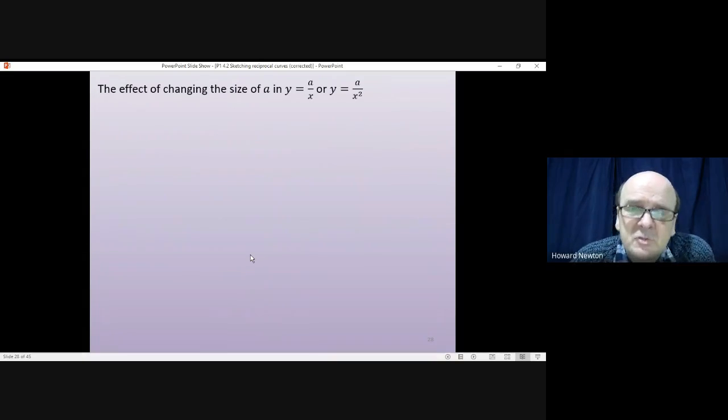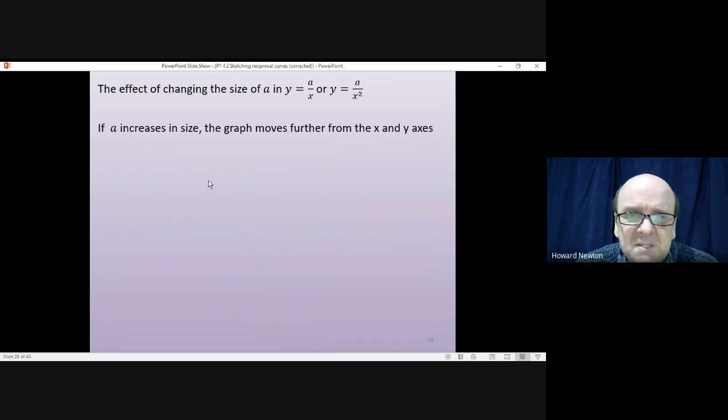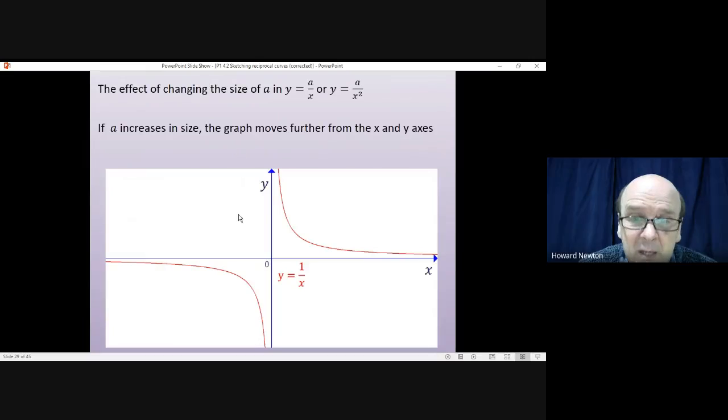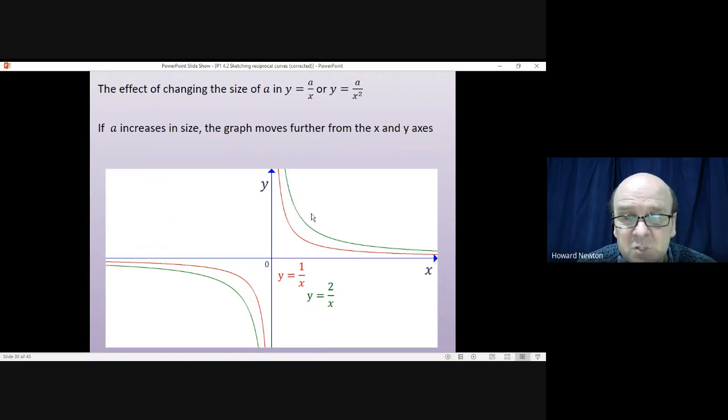What about if you do change the size of a? What effect does it have? The general shape's exactly the same, but what happens if you increase a in size? Well, if a increases in size, the graph just gradually moves further and further away from both the x and the y axes. So for example, if you had y equals 1 over x, the graph would look something like that. If you had y equals 2 over x, same shape, but a bit further away from the axes. Y equals 4 over x, same shape, but again, it's just moving further away from the x and y axes as the value of a increases.